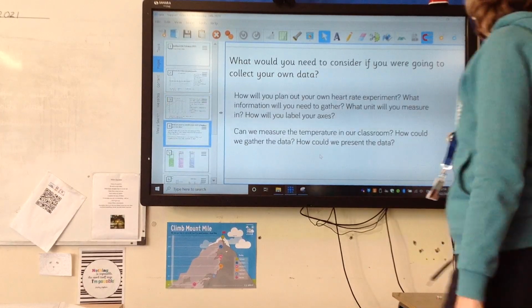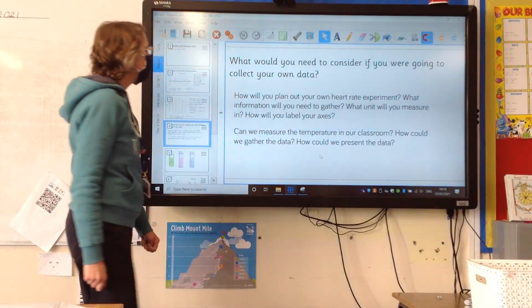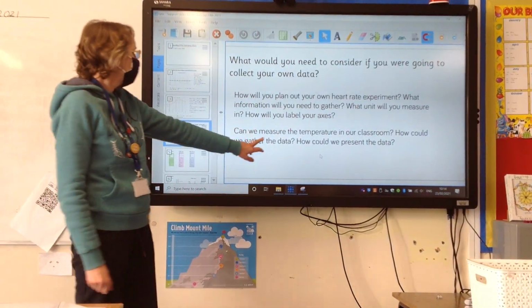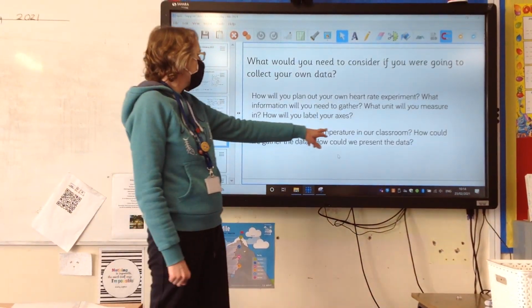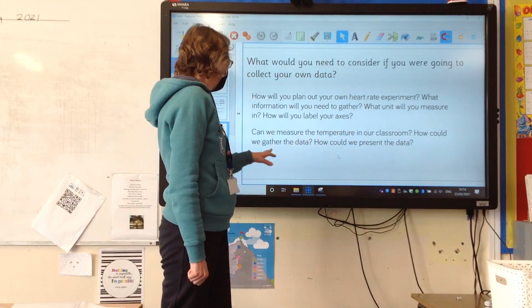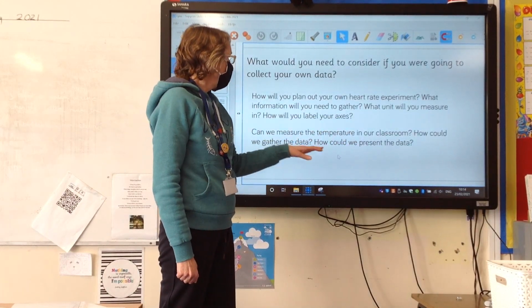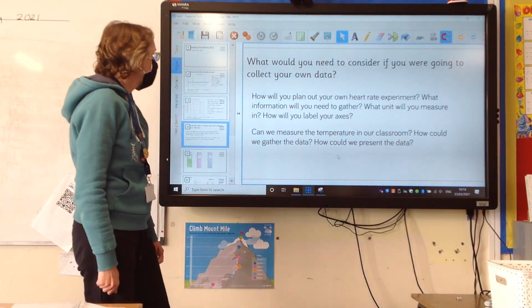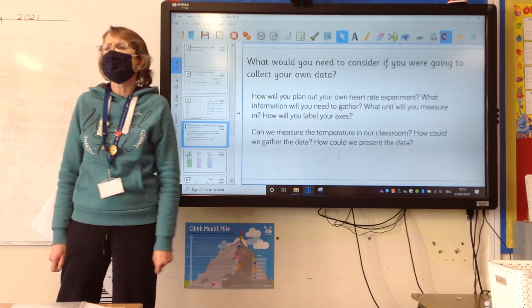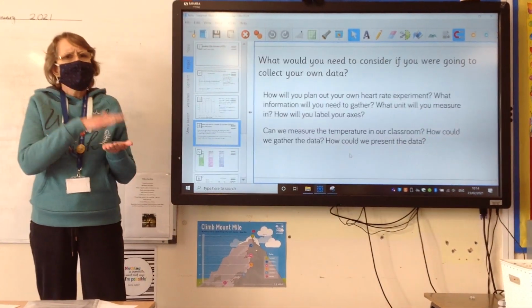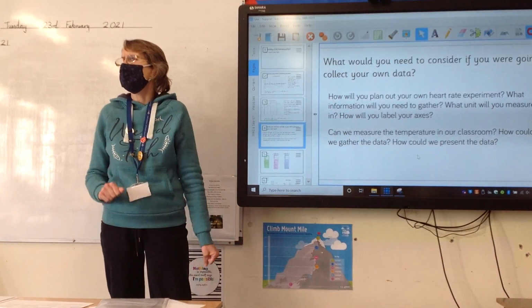What would you need to consider if you were going to collect your own data? Let's think about the temperature one. Can we measure the temperature in our classroom? How could we gather the data? How could we present the data? What do we need to think about if we're going to collect data for the temperature in our classroom?